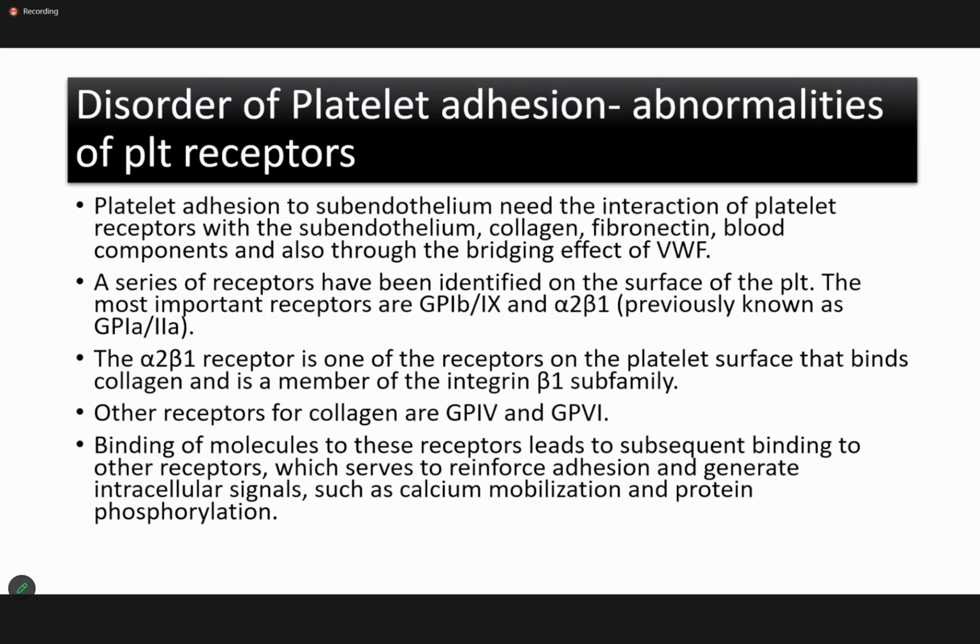A series of receptors have actually been identified, and the most important receptors are GP1B-9, and also alpha 2 beta 1, which was previously known as GP1a-2a, right? The alpha 2 beta 1 receptor is one of the receptors on the platelet surface that binds collagen and is a member of the integrin beta 1 subfamily. And the other receptors towards collagen, as I said earlier, are GP4 and GP6.